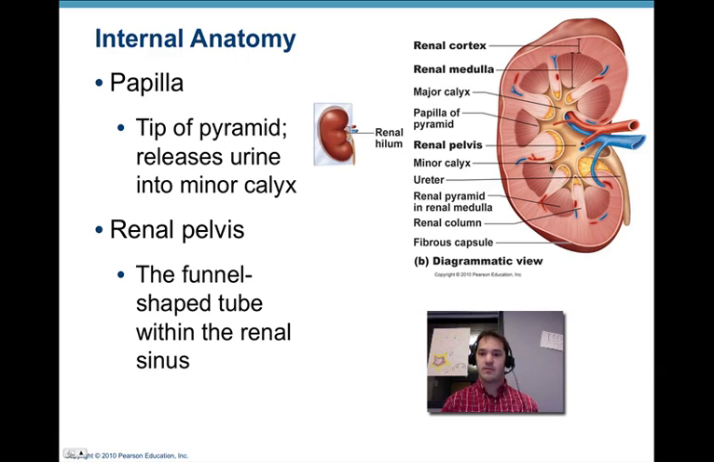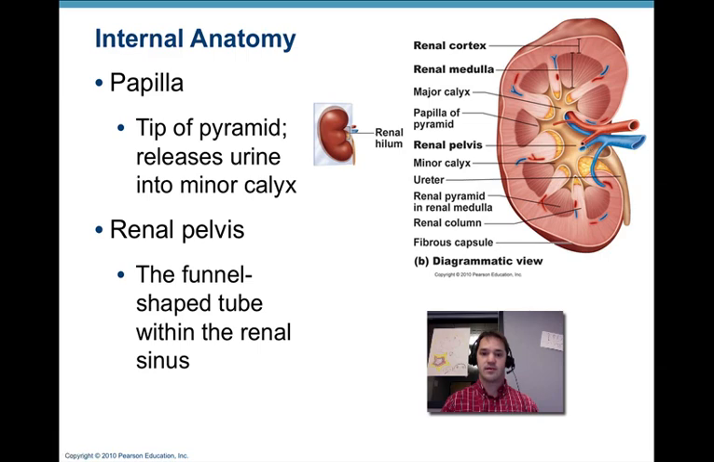The papilla is the tip of the pyramid right here, and these pyramids are actually made up of some of the lines you can see, which are lots and lots of collecting ducts, and they eventually join up and form one papillary duct, and then the papillary duct releases urine into the minor calyx, and then it flows into the major calyx right here, the renal sinus and the renal pelvis, this whole area with the calyces, and the pelvis is sometimes referred to as the renal sinus.